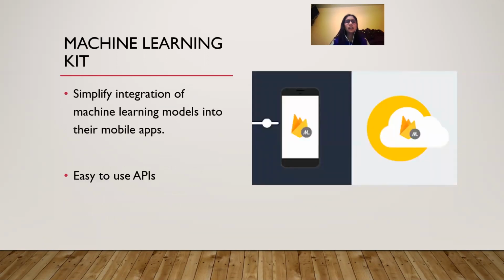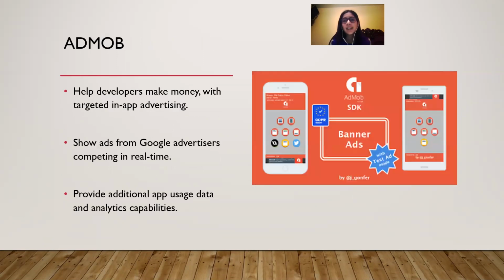Now comes the machine learning kit. We can very simply integrate machine learning models into our mobile apps. And because Firebase provides very easy to use APIs, we can just include that and include the machine learning kit as well.